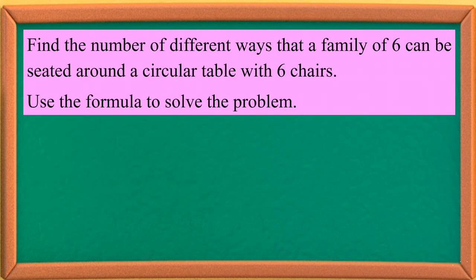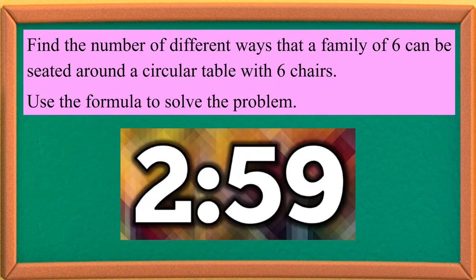For example number 2, find the number of different ways that a family of 6 can be seated around a circular table with 6 chairs. So this example is still an example of circular permutation since you are going to arrange 6 people in a circular table. So I'm giving you 3 minutes to answer this problem.